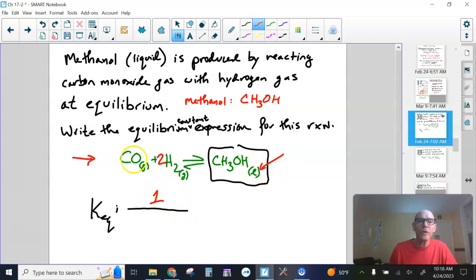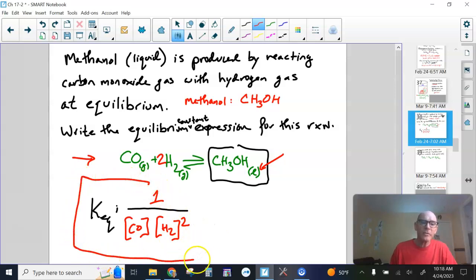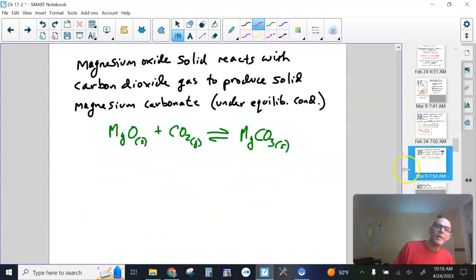So it's 1 over the concentration of these two gases, carbon monoxide times hydrogen squared. And so that's how you write an equilibrium constant with multiple phases of matter. Let's do a second one right here. So magnesium oxide solid reacts with carbon dioxide gas. There's your multiple phases of matter to produce solid magnesium carbonate.